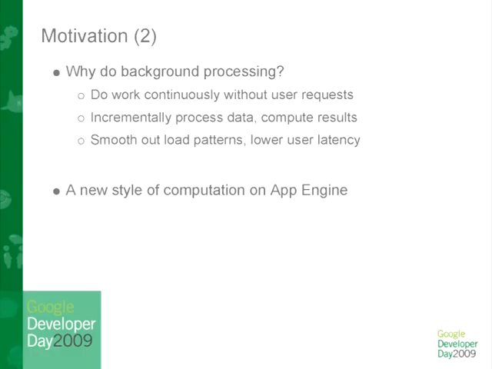So what is that functionality? Well, the question is, why do processing in the background? The answer is it lets you do work continuously without any user requests coming in. So you can be doing computation all the time. It lets you incrementally process data, compute new results as the data comes in. And as we'll see later, it lets you smooth out load patterns, which lowers user latency and has a bunch of other very nice properties. And so it's really a new style of doing computation on App Engine. That's what we're going for.